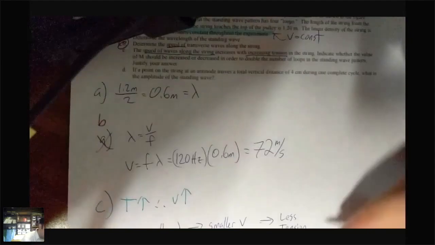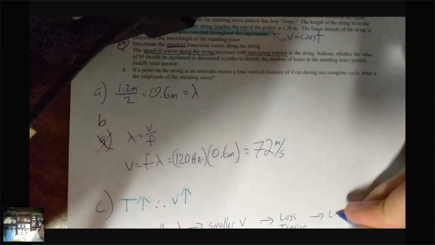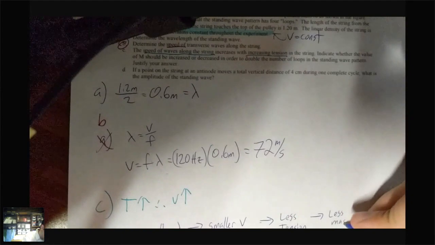And since the mass, the weight of it, this mg going down there, is what's causing the tension, that means we need to have less mass.